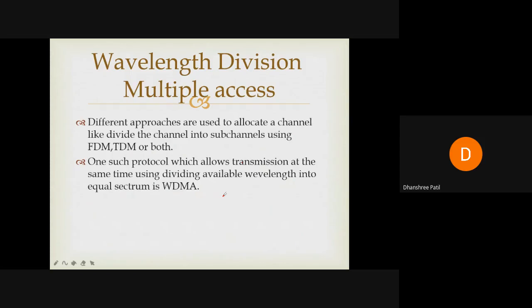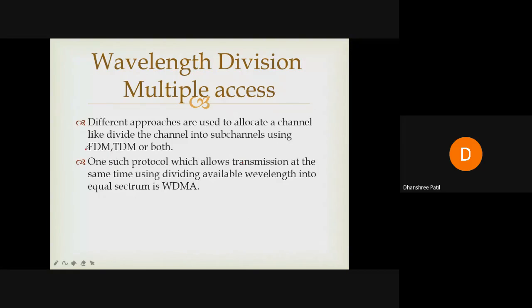Then next is the wavelength division multiple access protocol. In this protocol, different approaches are used to allocate a channel, like dividing the channel into sub-channels using FDM and TDM or both, that we have already seen: frequency division multiplexing, time division multiplexing. One such protocol which allows transmission at the same time by dividing the available wavelength into equal spectrum is WDMA, wavelength division multiple access.